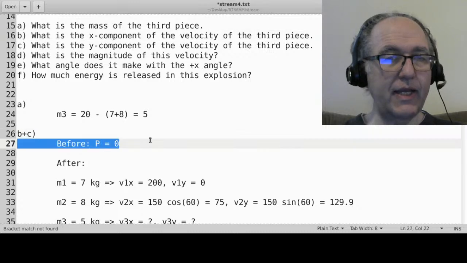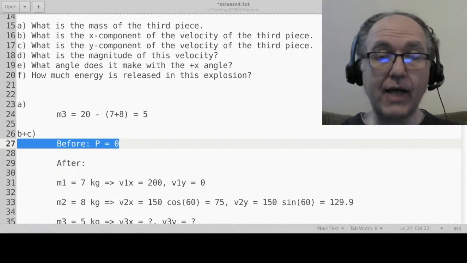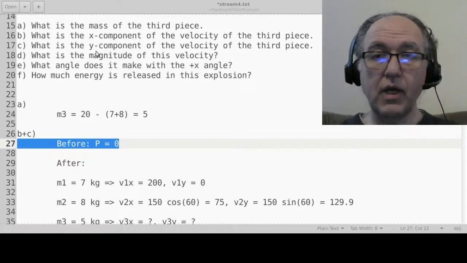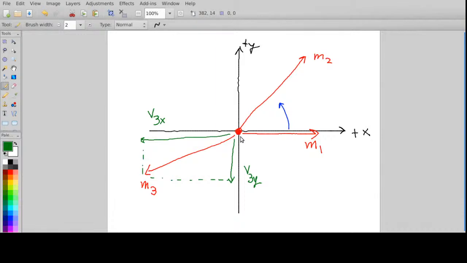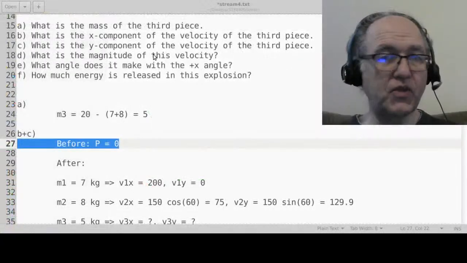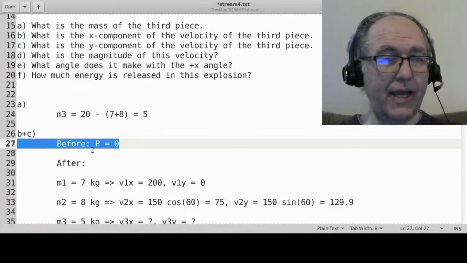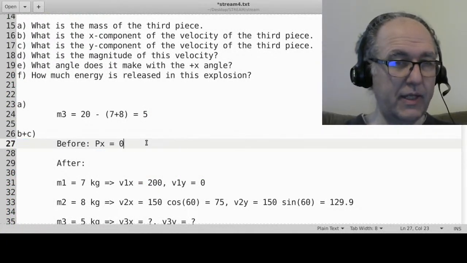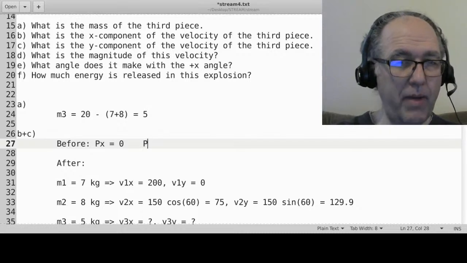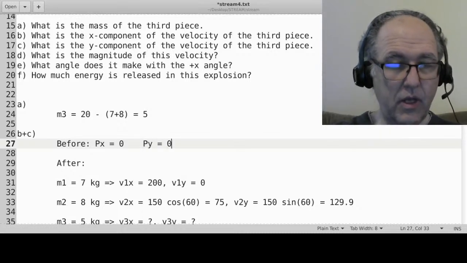So the first thing is you have to recognize that this is a conservation of momentum problem. And you say, well, what's the momentum before and after? Well, before and after the explosion. Before, the bomb is sitting right there at the origin and it's not moving. So that's 20 kilograms with a velocity of 0, and momentum is mass times velocity, so that's 0, and so there's no momentum to start with. There's no momentum along the x-axis, and there's no momentum along the y-axis either.